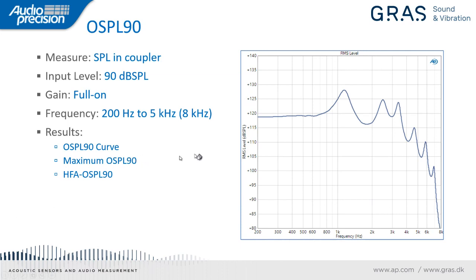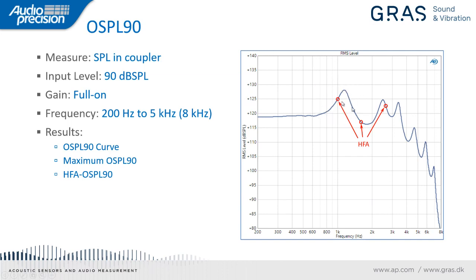And some of the metrics of interest here, we have the maximum OSPL 90, so we simply pick off the maximum value of the curve at whatever frequency it occurs at. And next we have the HFA OSPL 90. Now HFA stands for high frequency average. And to compute this, we simply take the level or the gain at three specified frequencies.